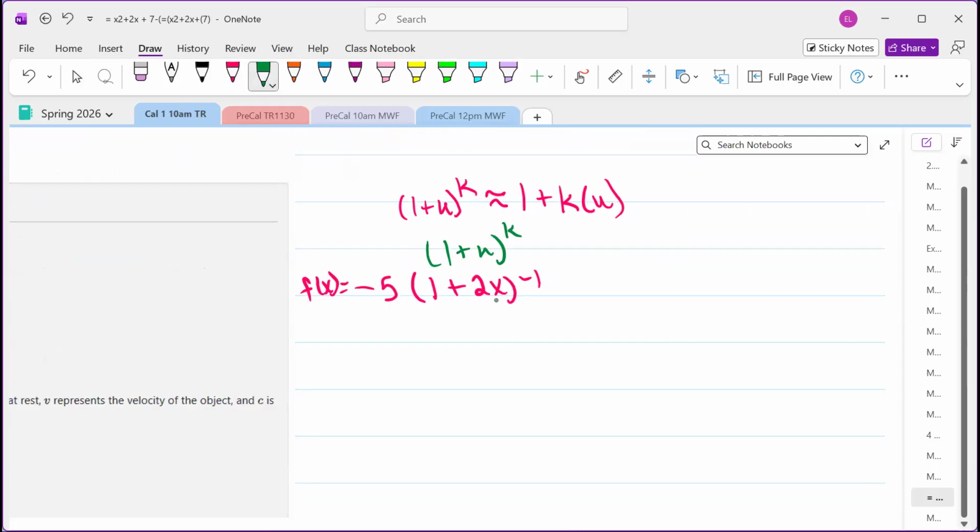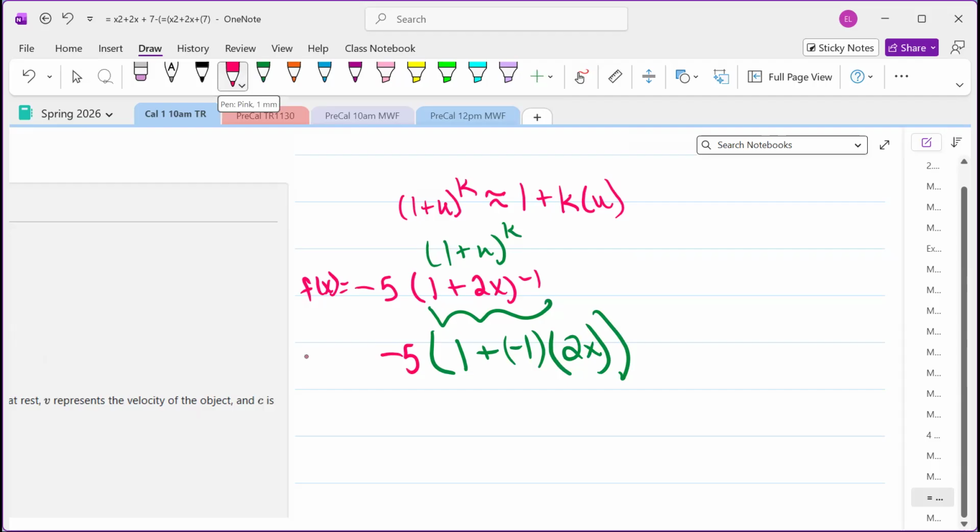So the 1 plus 2x to the negative 1, they're telling me I can trade it out for 1 plus negative 1 times 2x. And then the negative 5 that we had in front just carries through.